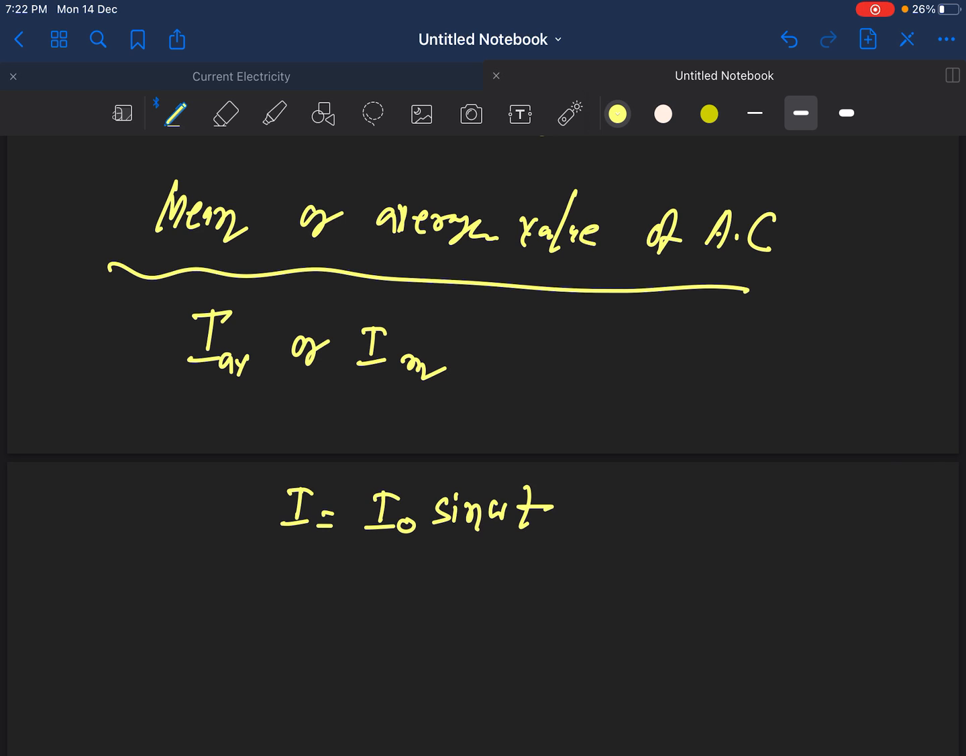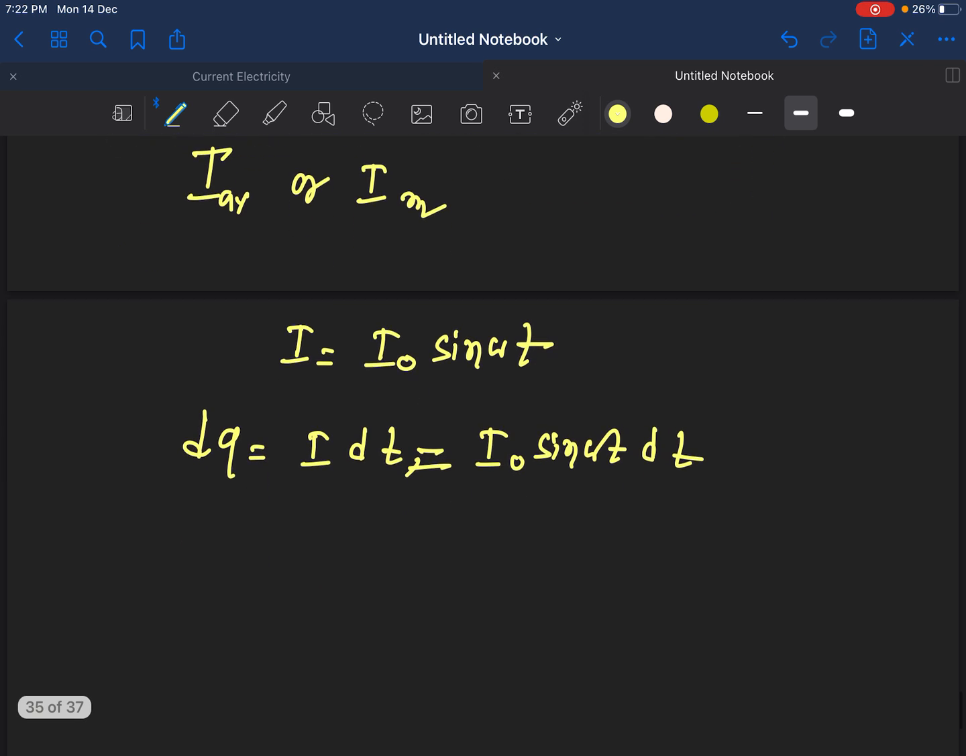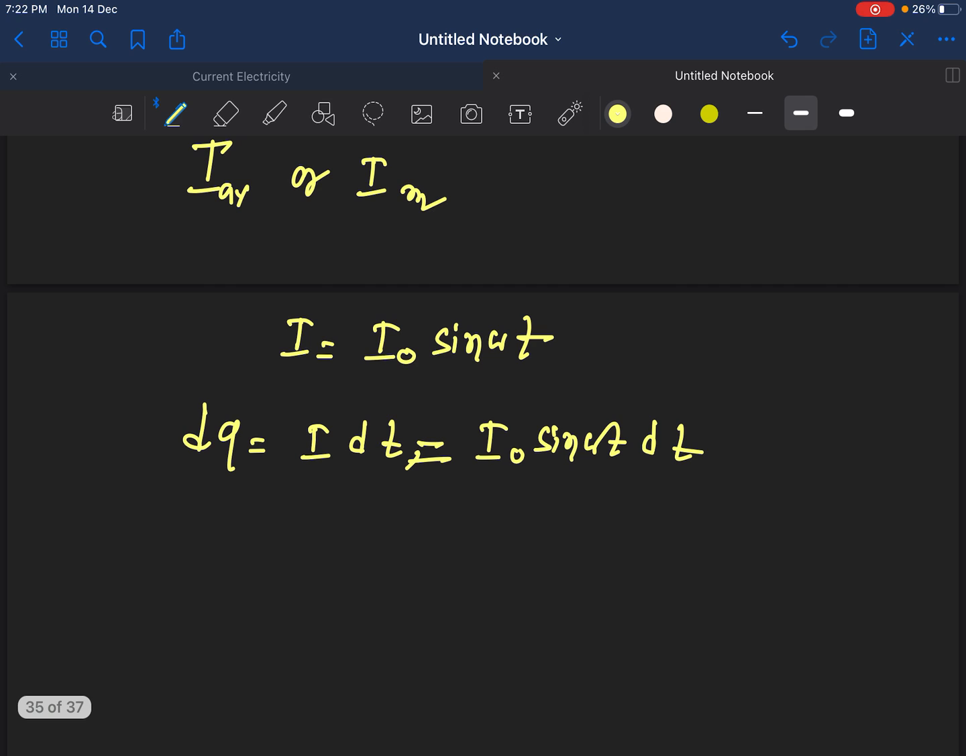Then again, for a small time dt, suppose the current is constant. Then what is dq? Again, the same: dq = I dt. Then put the value of I, that is I naught sin omega t dt. Okay, so this is the small charge for the small time dt. Now what is the total charge?